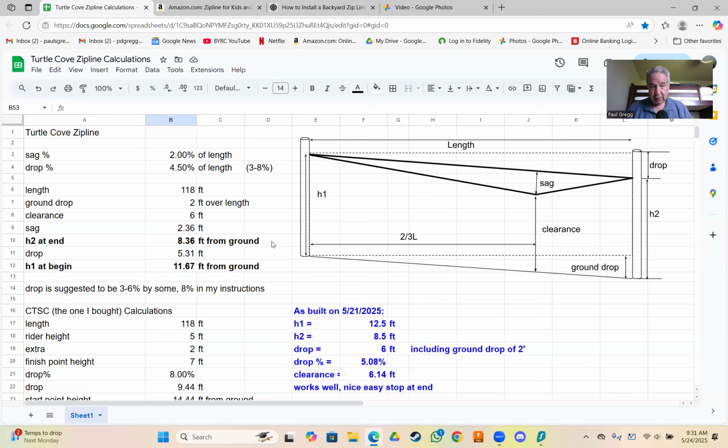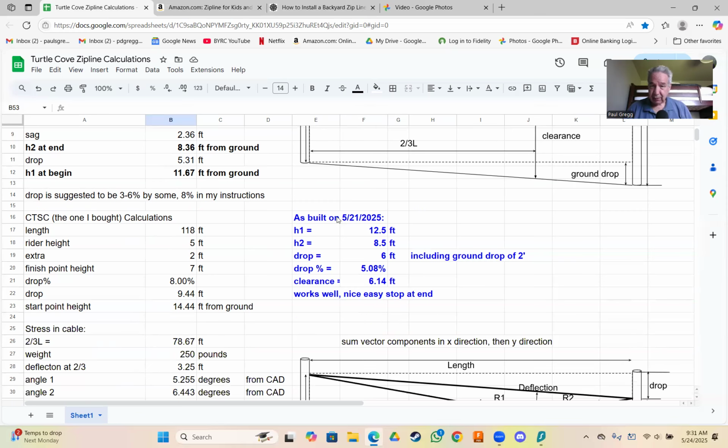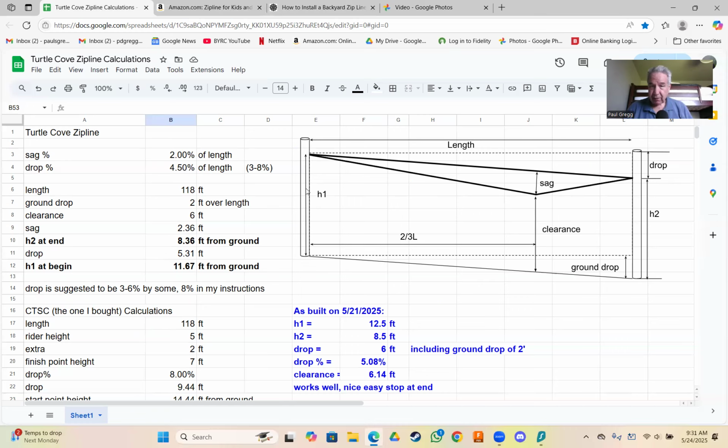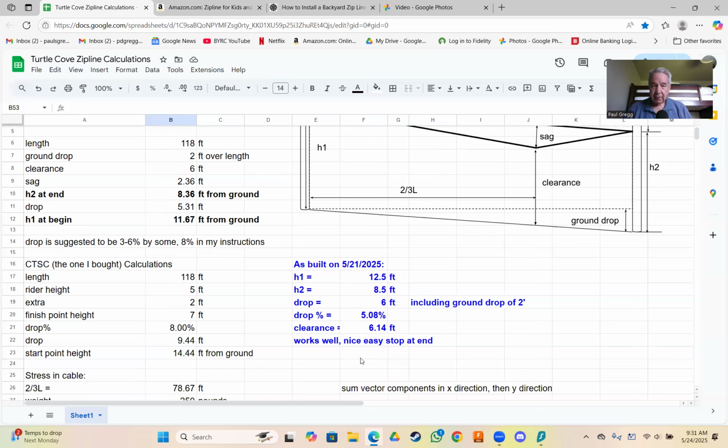And then as things go, when you finally build it, it's a little different. So the height on the starting end is 12.5 feet, the height on the other end is 8.5 feet, and so my drop is 6 feet because I have 2 feet of drop natural to the ground. That's a drop of just over 5%, and my clearance was a little over 6 feet, and I'm happy with that. And we tried it a few times, and I'll show you that.